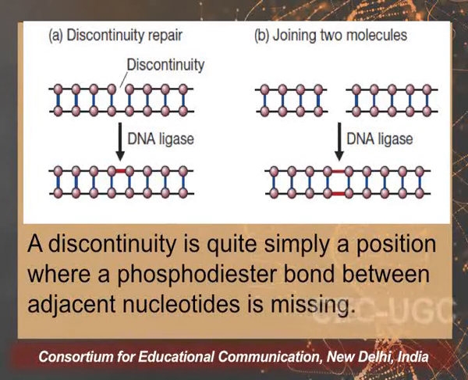So, ligases can join together two individual fragments of double-stranded DNA. You can see on the left hand side there is a discontinuity, and it can be repaired by the DNA ligase. Or if this discontinuity is on both the strands, then it can join these two molecules also. A discontinuity is quite simply a position where a phosphodiester bond between the adjacent nucleotides is missing.